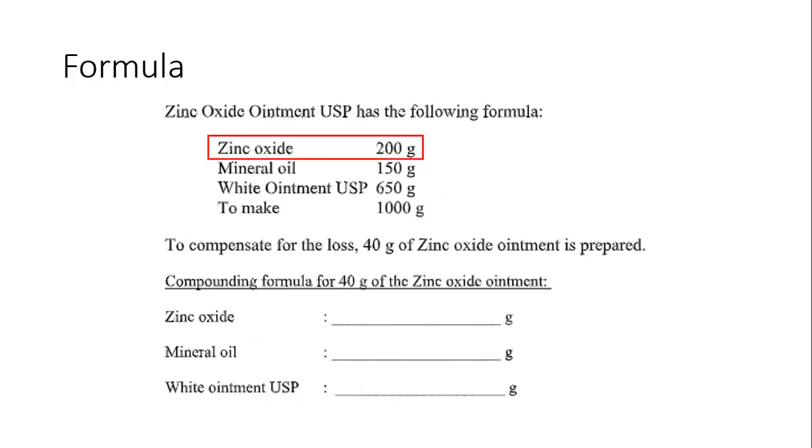The API for this compound is zinc oxide, and the formula calls for 200 grams worth. Next is our levigating agent, or wetting agent, mineral oil, which calls for 150 grams. The last ingredient is white ointment USP, which calls for 650 grams. Note, this has USP written at the end of it, meaning it is also a compounded component of our formula. We'll delve more into this when we get to calculating how much we will need for our prescription.